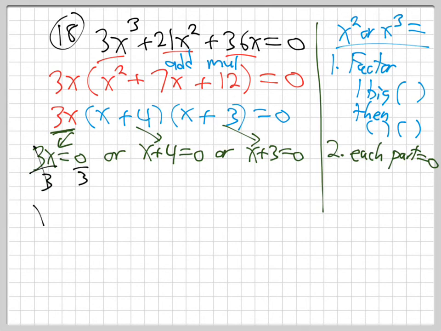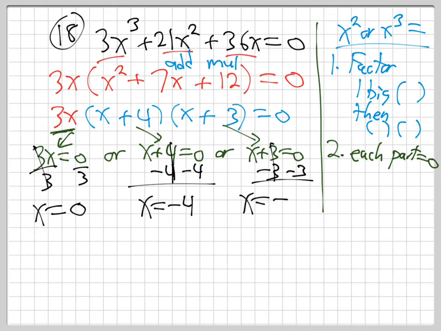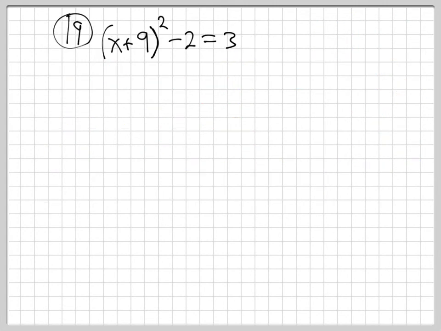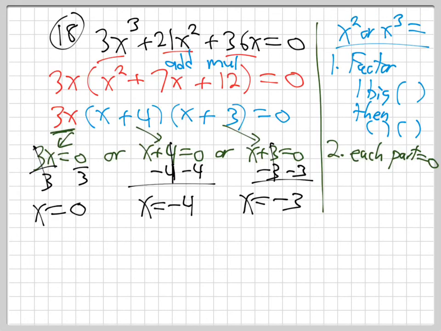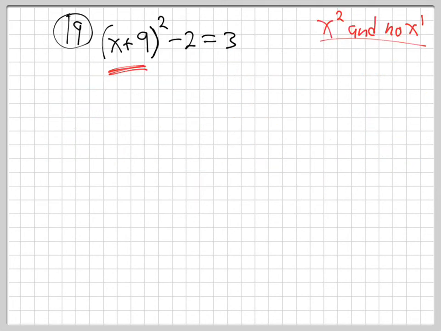So then you just solve each of those. Divide by 3. 0 over 3 is 0. Subtract 4. And subtract 3. There's our 3 answers. There's a similar one on the test. When you have x squared and no x to the first, that's what this is. Remember the kind when you have x squared and no x? See how the only x is under a square and there's no regular x? See the difference? Back over here, we had x cubed and x squared and all kinds of things.